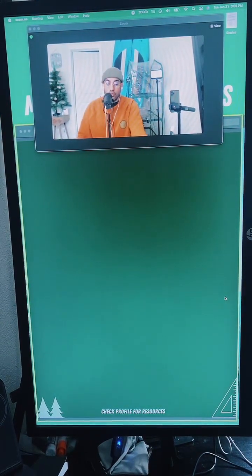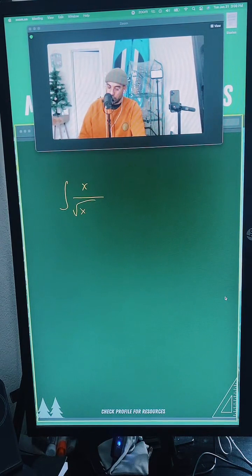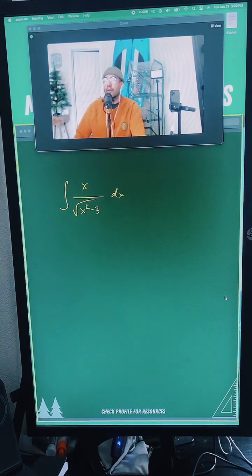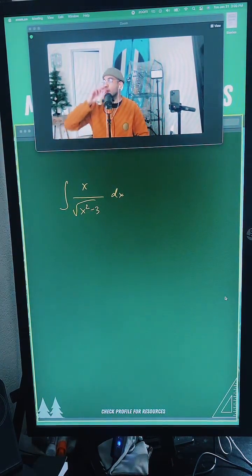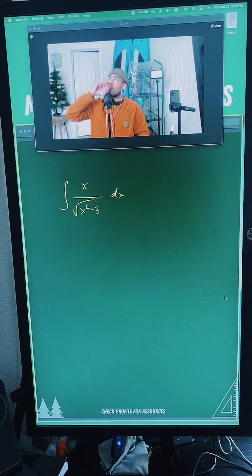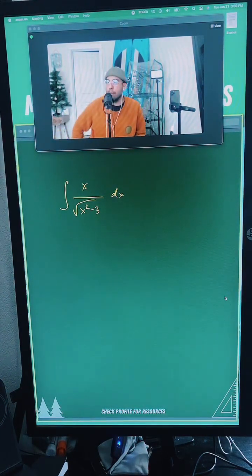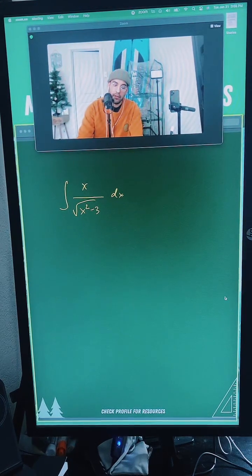All right, let's go ahead and do something that I think most people are going to truly understand. I have the integral of x over root x squared minus 3. I'll remember you, Brady. I would definitely write it down. Okay, looking at this problem, what does everyone think? What can we do?